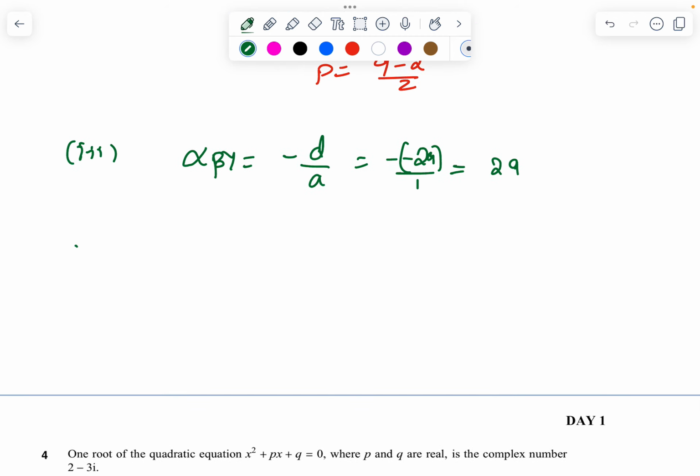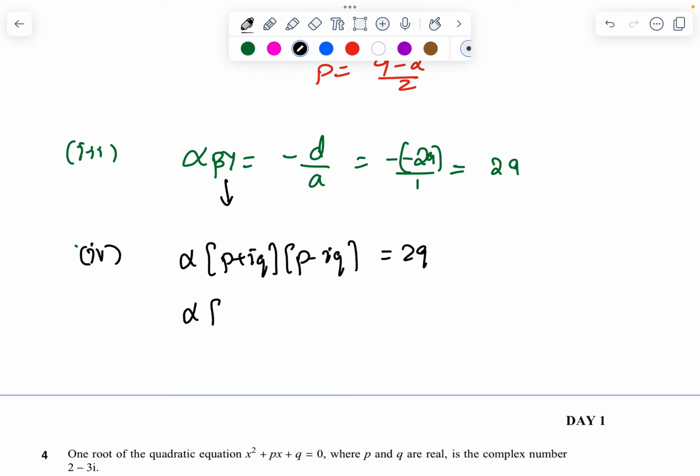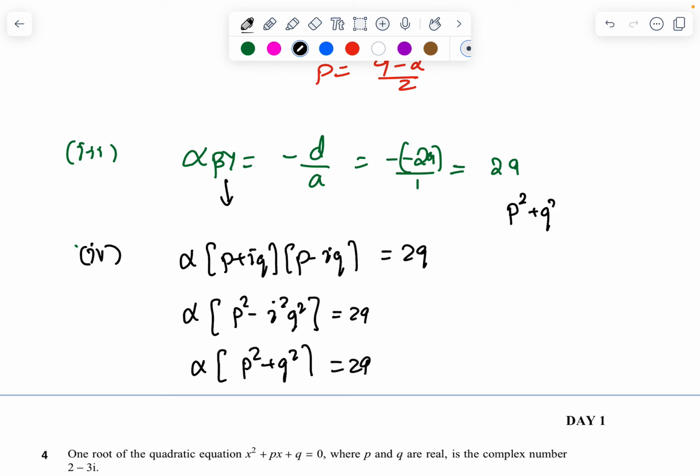So now beta gamma. What is beta gamma? P plus iQ times P minus iQ equals nothing but how much? 29. So alpha times (P square minus i square Q square) equals 29. So alpha times (P square plus Q square) equals 29. So P square plus Q square equals 29 by alpha.